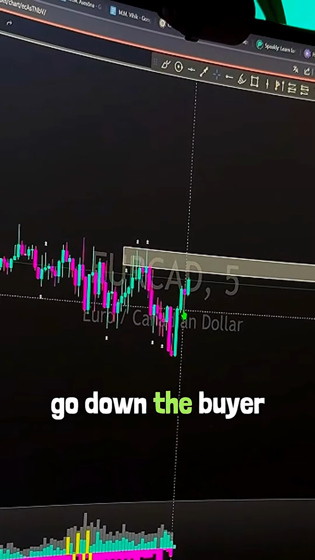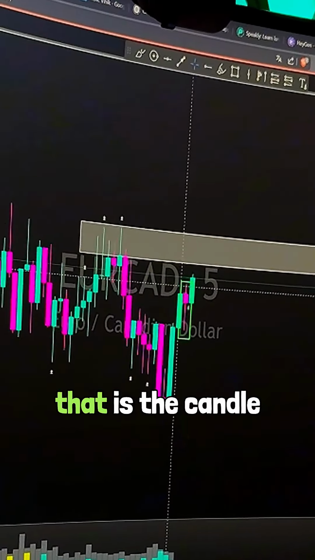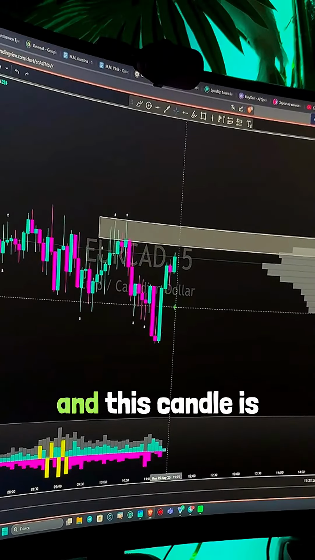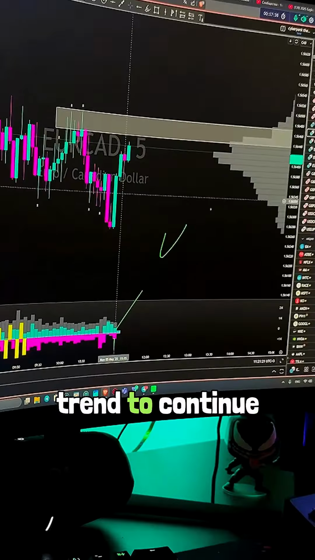An attempt to go down, the buyer buys up the candle. But in the end, I see the candle closing like this, right? That is, the candle remains with the seller. And this candle is weak with fewer buyers and more sellers. A good fact for the trend to continue moving.